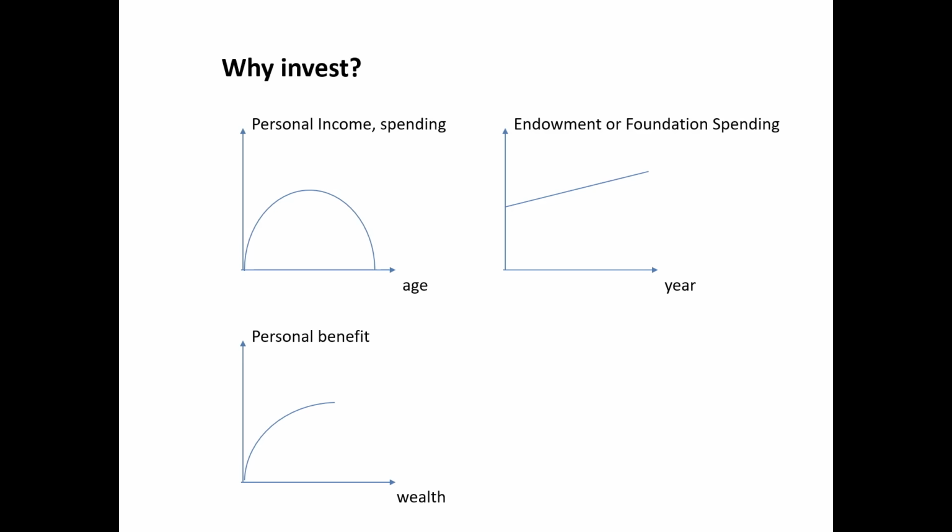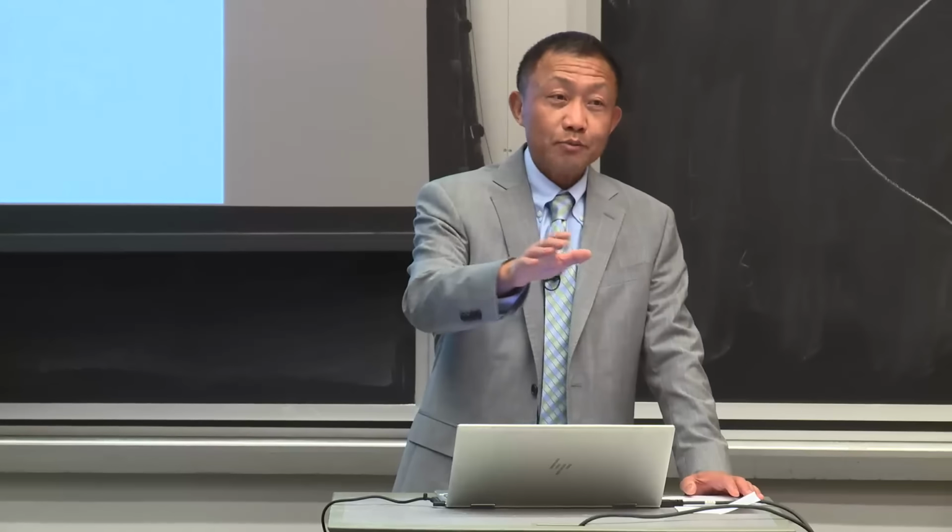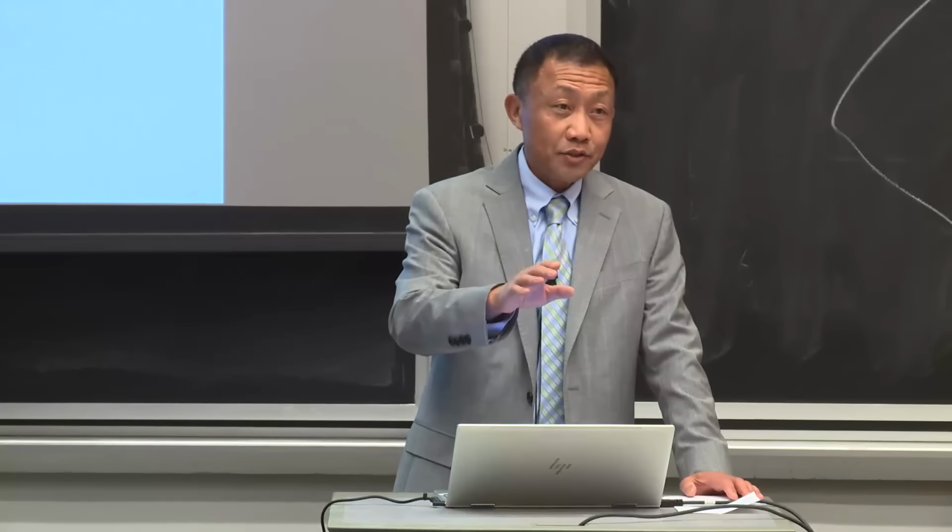So coming back more on why investing, right? On your left, if you look at personal income and spending as a function of one person's age, your income level peaks somewhere in your mid-career, let's call it around age 50. So you're earning the most, and you're probably also spending the most. But as a student, you probably don't earn that much, and you don't spend that much either, right?